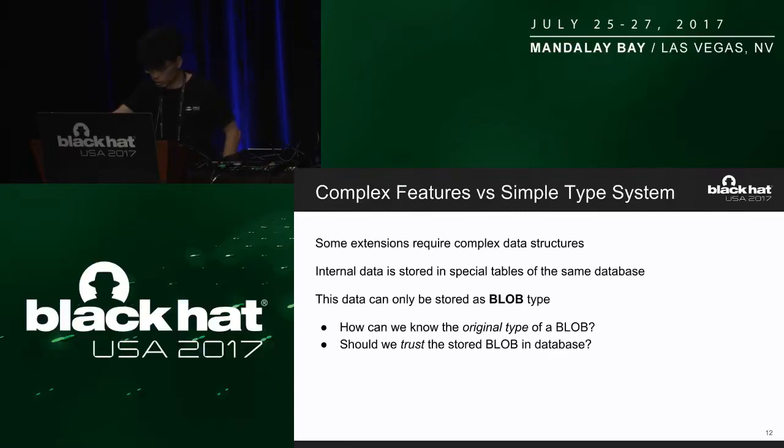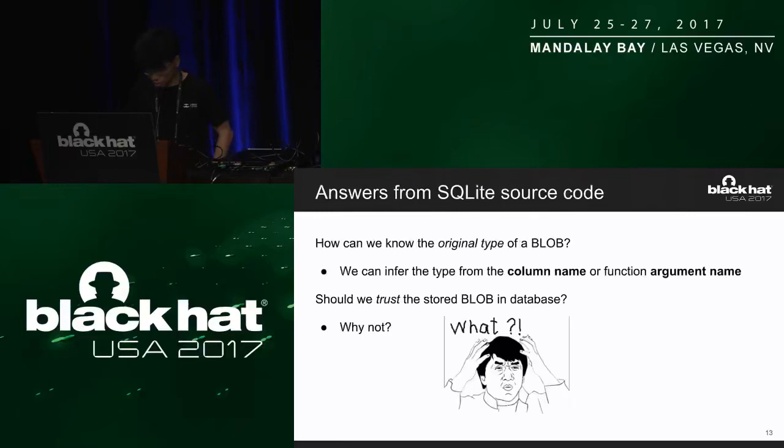Actually, we can find the answers by reading the source code. From reading the source code, we learned that the developers of SQLite don't like checking the types. In comments or the documents, they just assume a variable with a special name is always associated with a special type. They just trust the column name or the function argument name and everything else from the database.